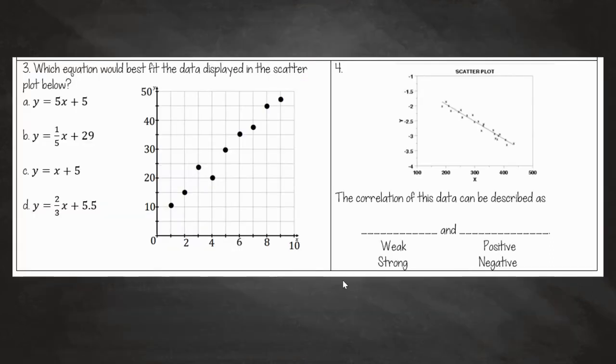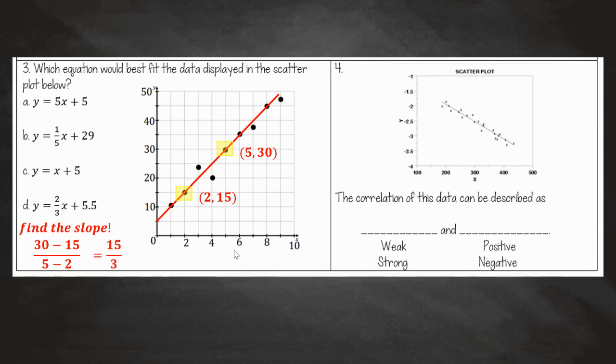Now on question 3, which equation would best fit the data displayed in the scatter plot below? So the first thing I'm going to do is sketch my line. Once I sketch my line, I'm going to select 2 points that fall on the line to find my slope. So I've selected the points (2, 15) and (5, 30). And once I use those 2 points to find my slope, I notice that my slope is 5. So if I'm looking for a slope of 5, I look at my answer choices and I see that A is the only one that has a slope of 5.